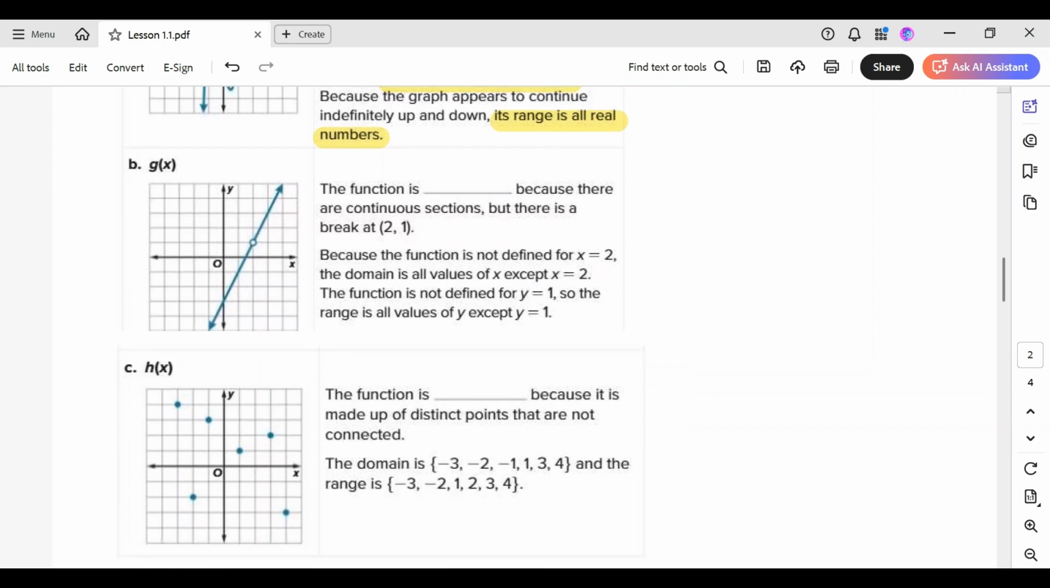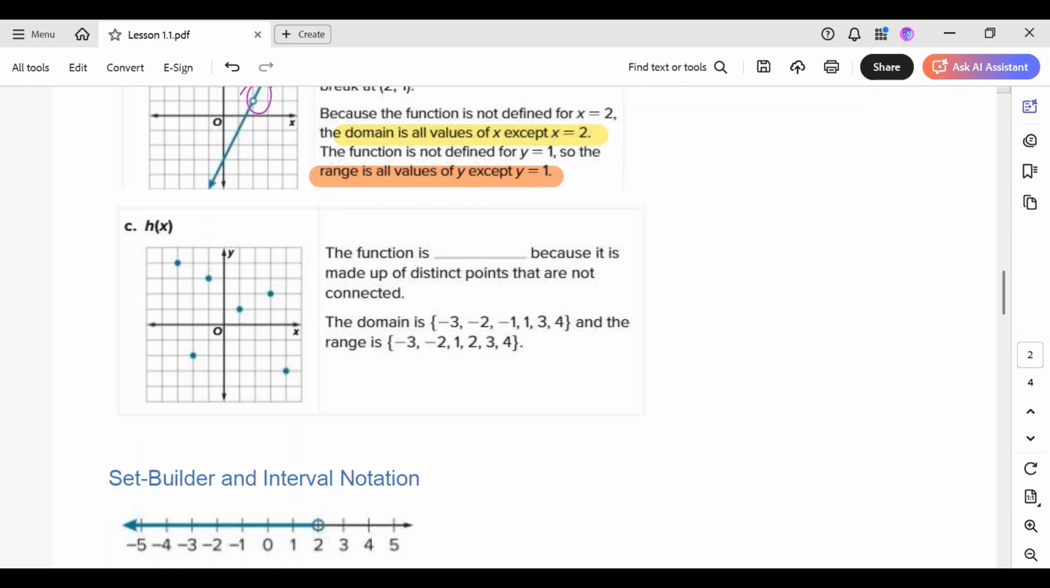When we look at example B, g of x equation, we notice that there's a break in our graph. There is an open circle. We can see the open circle right here. Because there's a break in the graph, this means it is neither continuous nor discrete. It is continuous for parts of it, but not all of it. There's a break in your graph. Now, because there's a break in our graph, we can say that the domain is going to be all values of x except x equal to 2. The same thing with the range. Because of that break, the range is going to be all values of y except y equal to 1.